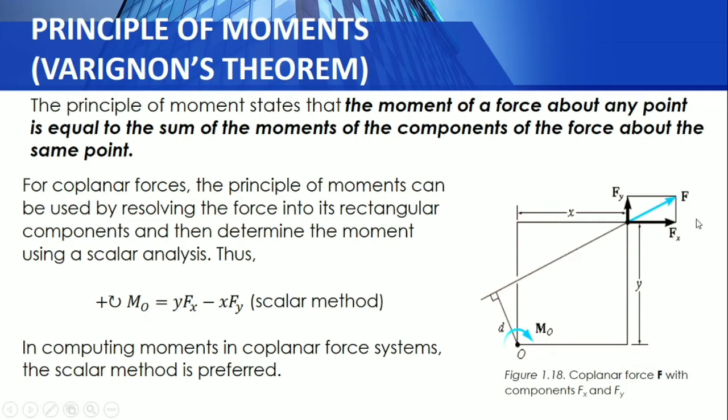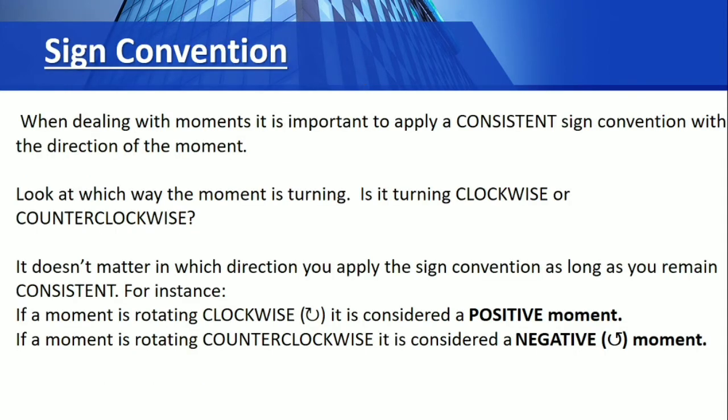So kaya yung direction nito, di ba? Direction ng f of x, magmo-moment tayo dito sa point O. So kapag magmo-moment tayo, it is positive. And itong f of y naman, kapag imo-moment natin, counterclockwise na siya, di ba? So magiging negative. Okay? So let us proceed. So ito yun, yung sign convention.